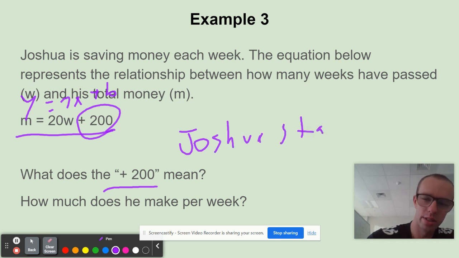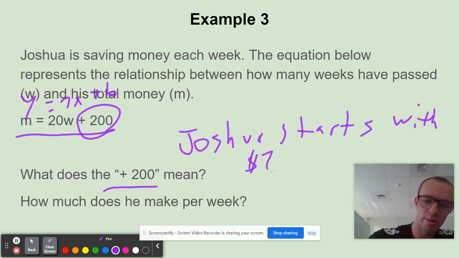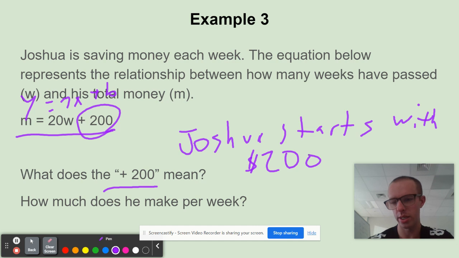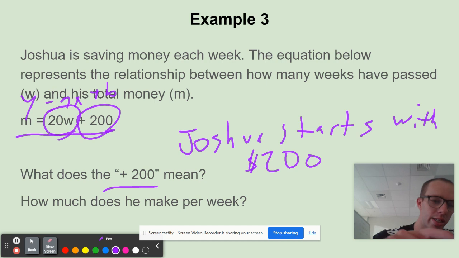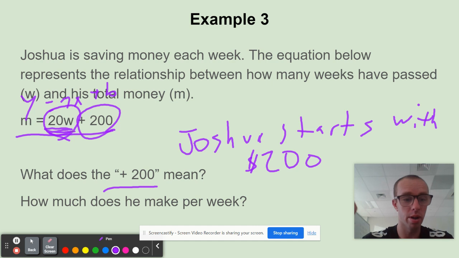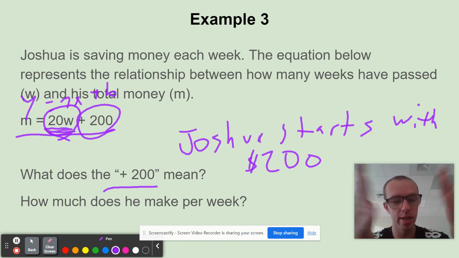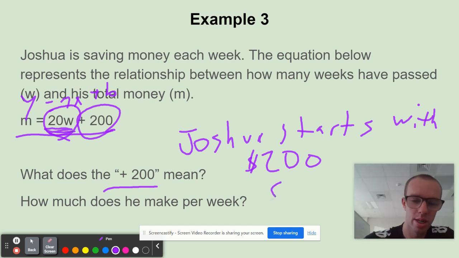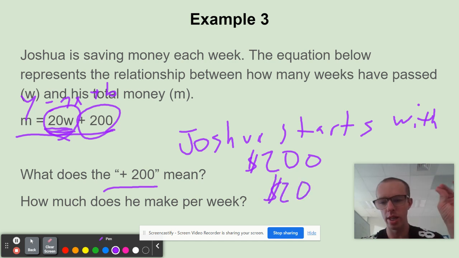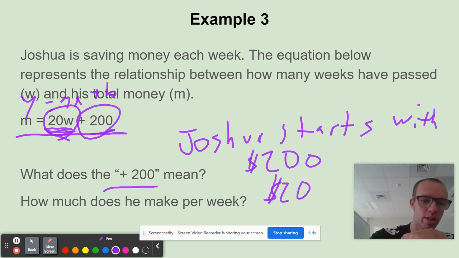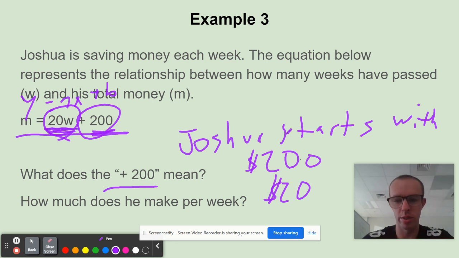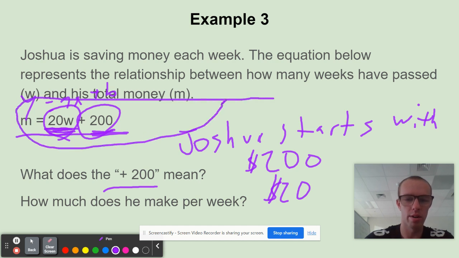That's what this means. Joshua starts with 200. I wish there was a way to write these on here. All right, Joshua starts with $200. How much money does he make per week? Well, that's right here, right? That's the rate of change. It's a constant rate of change. What does this say right here? It says 20 times W. W represents weeks. 20 times the amount of weeks shows us how much he makes. So he makes $20 per week, right? Every linear function has a place where you start and a constant rate of change. So Joshua starts at $200. He makes $20 per week. That's the story that we're able to tell when given this equation.